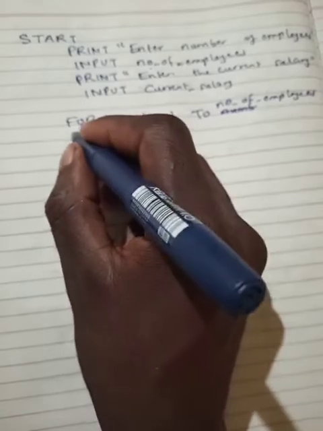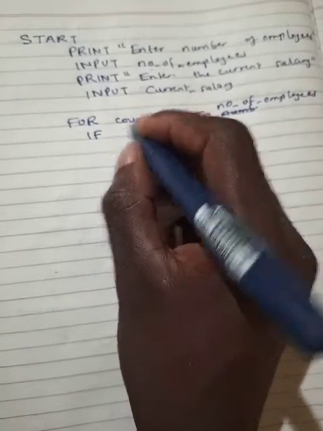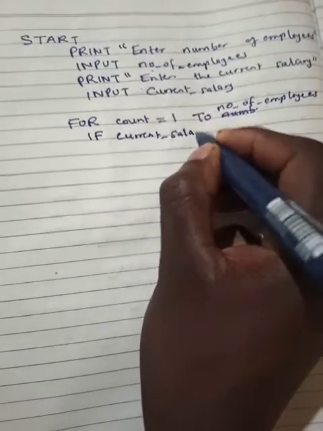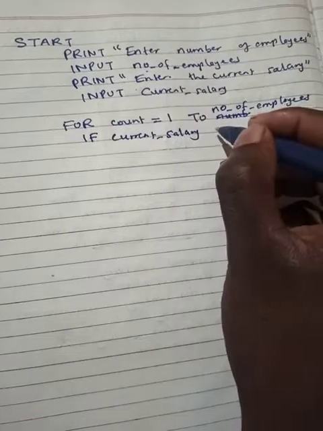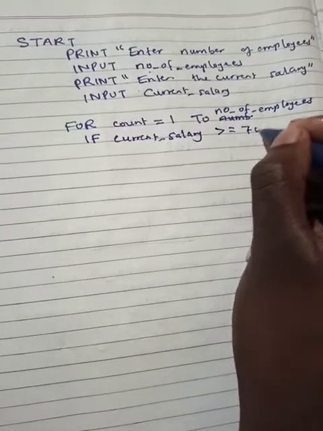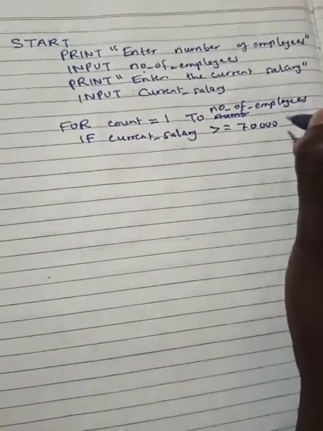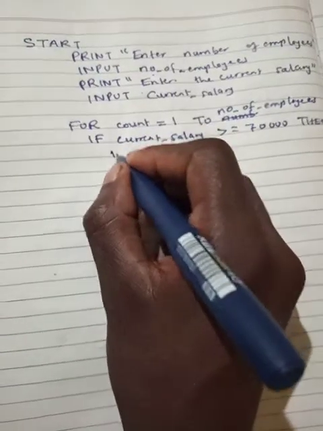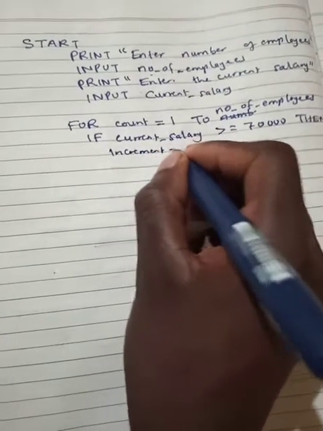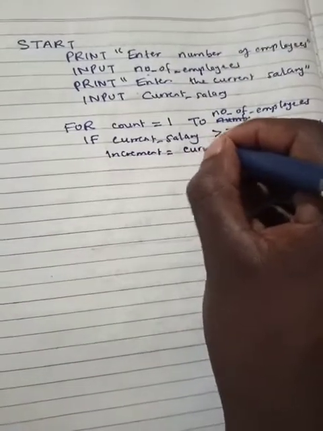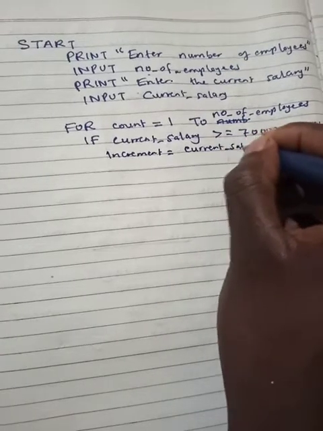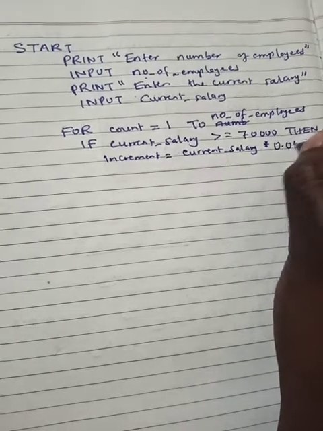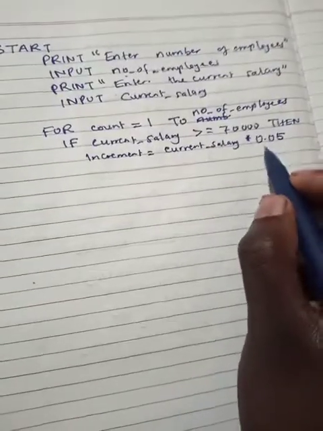So you can just start to test: if the current salary is more than or equal to 70,000, we can have then increment equals current salary multiplied by 0.05, which is equivalent to 5%.